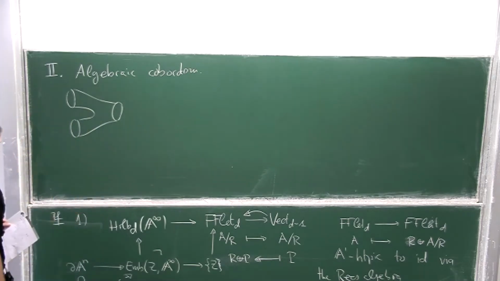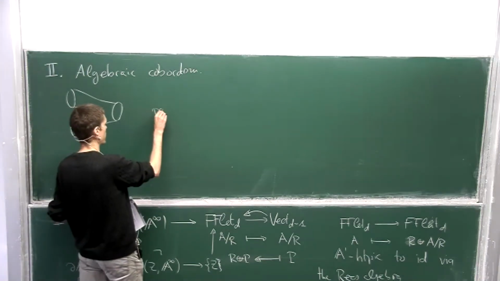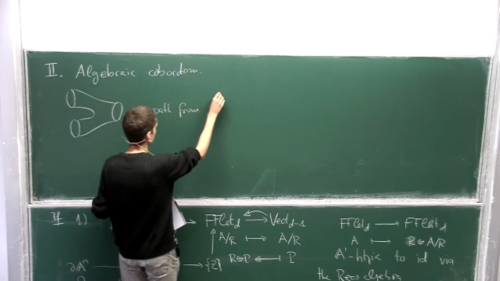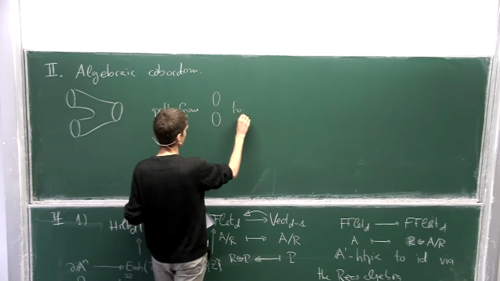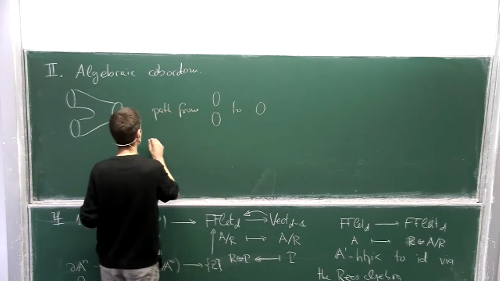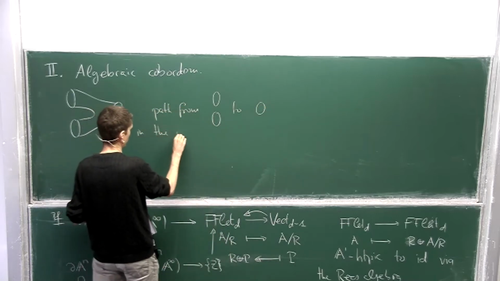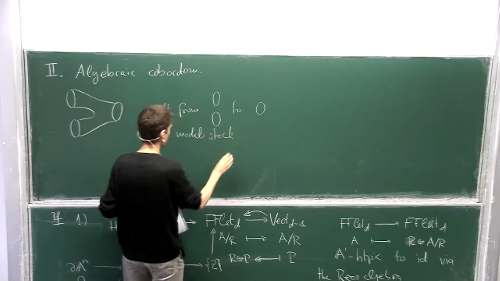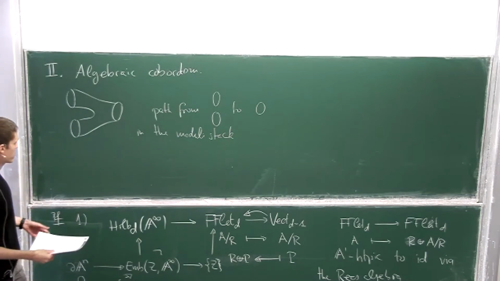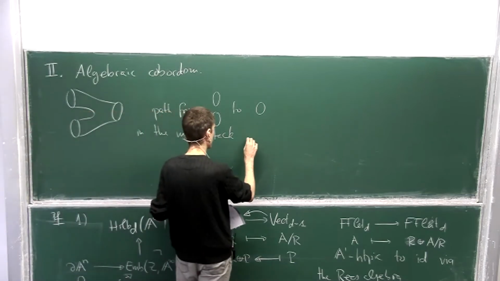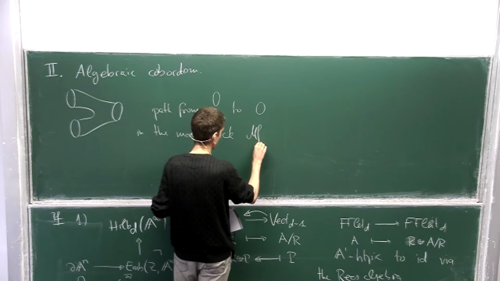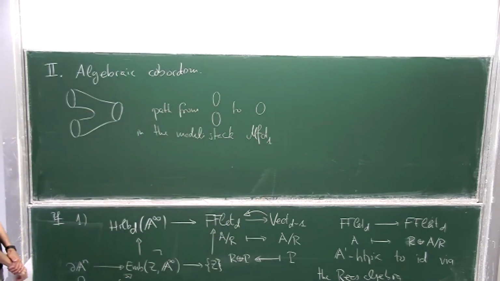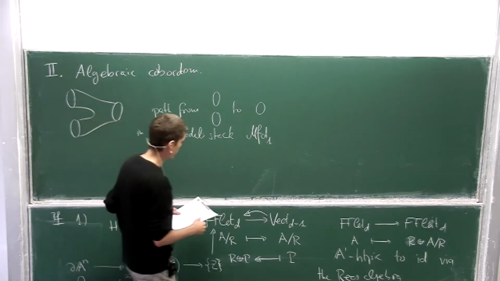The way I like to think of such a cobordism is that this is really a path from this disjoint union of two circles to this one circle in the moduli stack of, well, in this case, one-dimensional smooth compact manifolds. We call this moduli stack MFD sub 1.